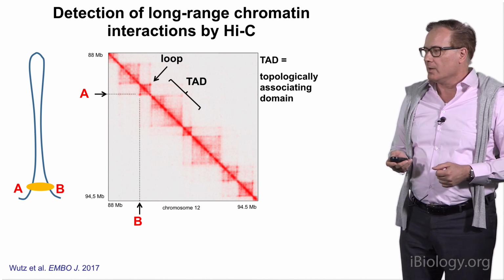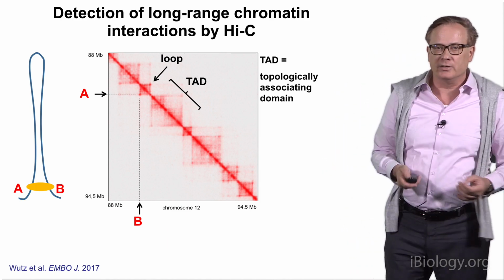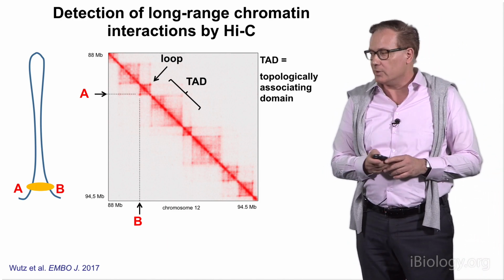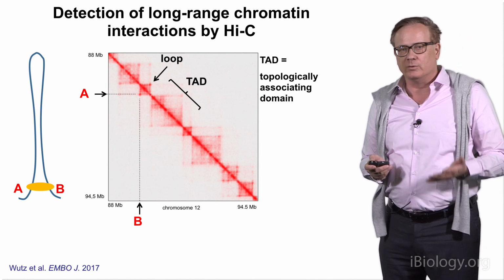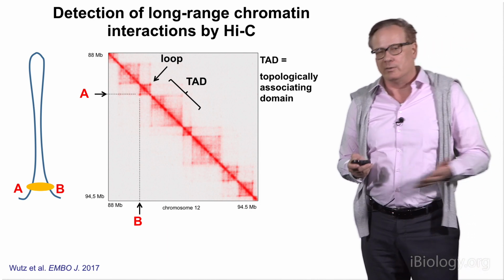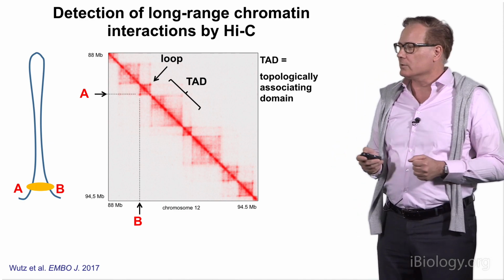Now, the question was, do these interactions depend on cohesin, as we had hypothesized, and I explained in part one of this lecture series. And to be able to test it, it was important to inactivate cohesin very efficiently. Otherwise, one wouldn't see whether these structures really depend on these proteins or not.